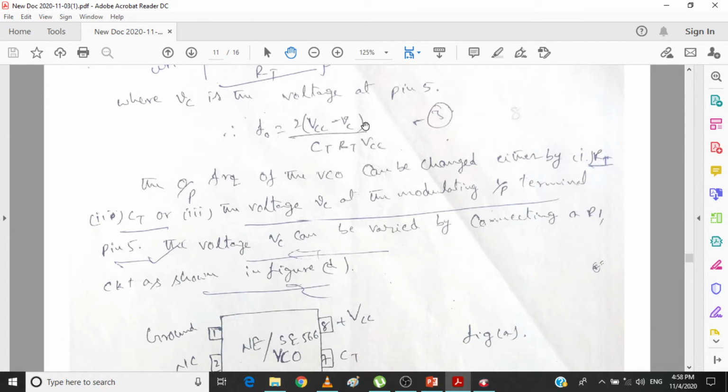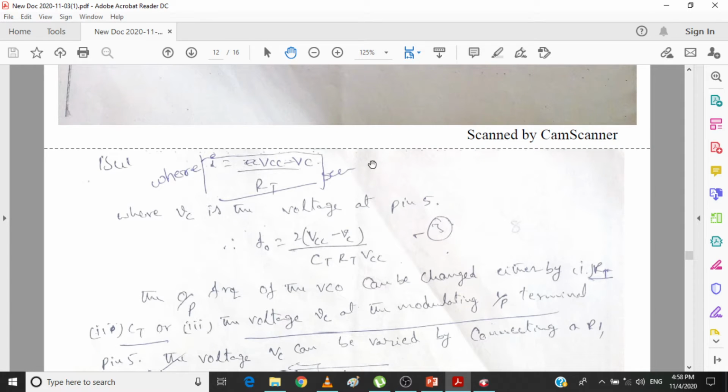But I would like to calculate one term over here. Whatever equation we have over here, in order to reduce this to a particular small equation, what I'm doing is fixing the VC to 7 by 8 times the VCC.